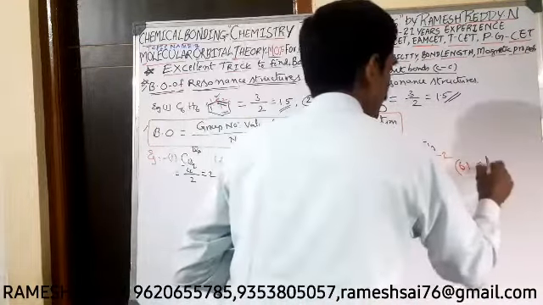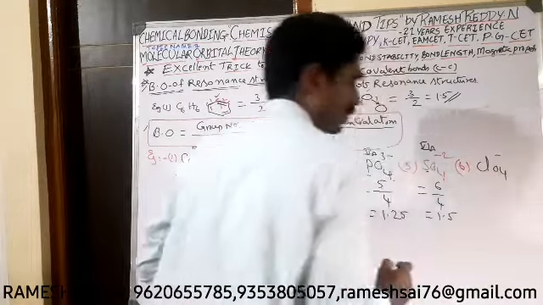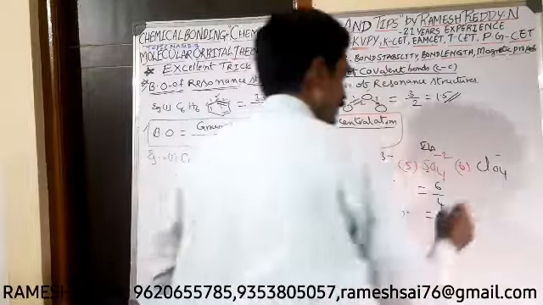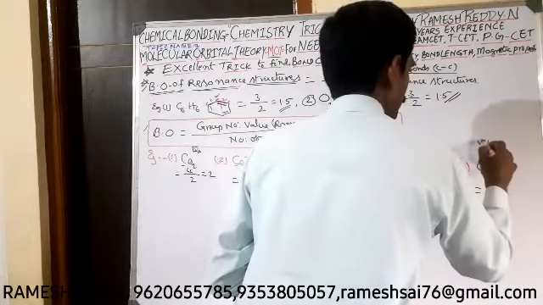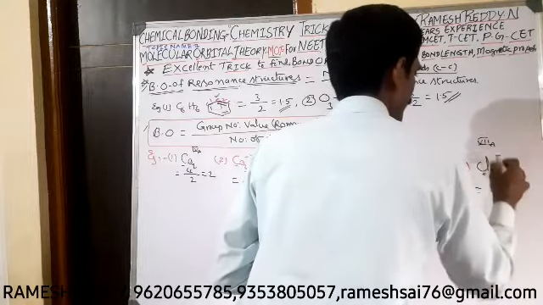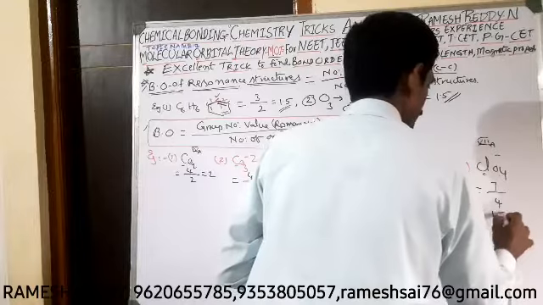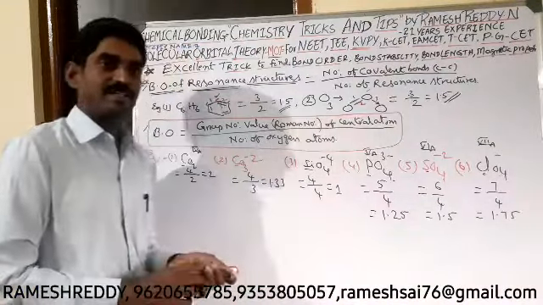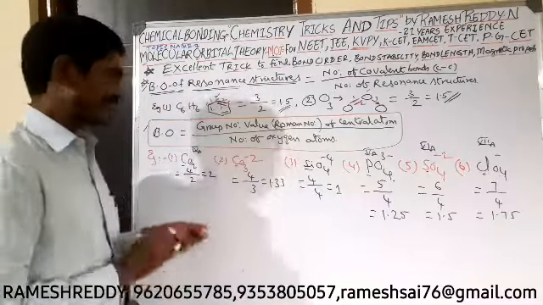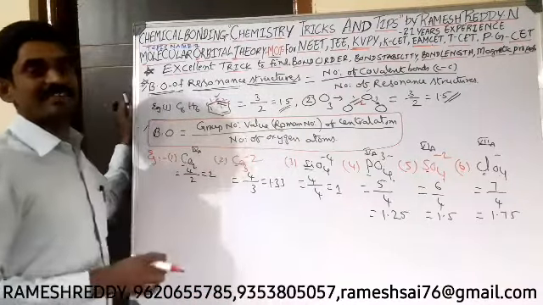Next, for perchlorate ion, formula ClO4 minus. Here chlorine belongs to which group? 7th group, so the group number value is 7. Oxygen atoms, how many? 4. Then how much do you get? 1.75. Right. Now, these are all different resonance structures.